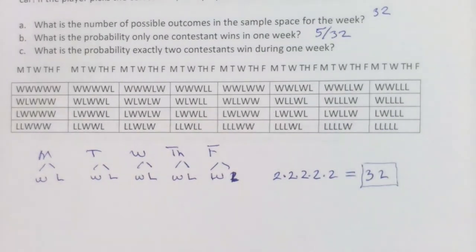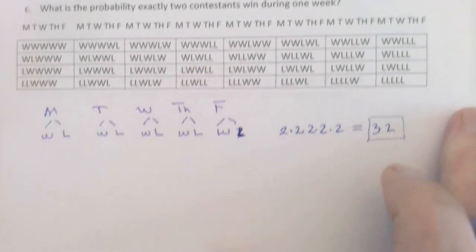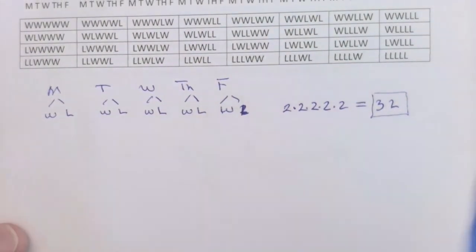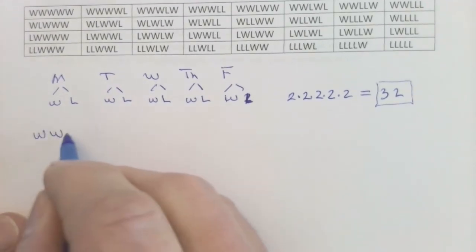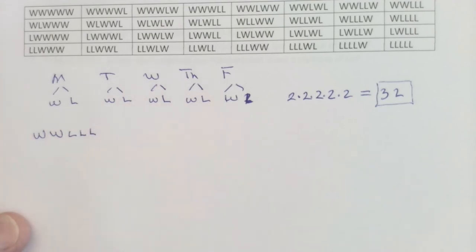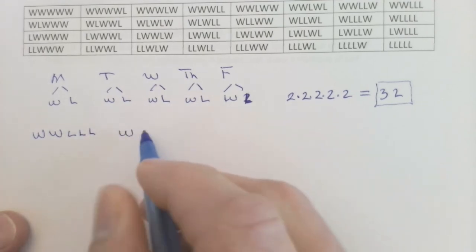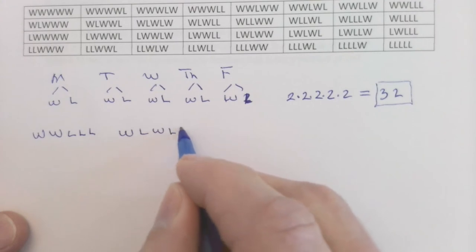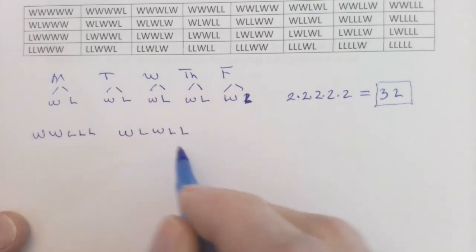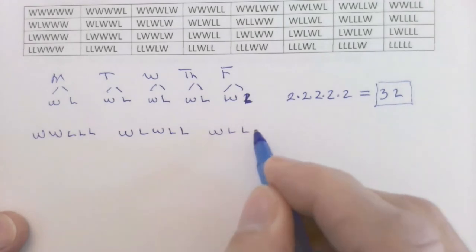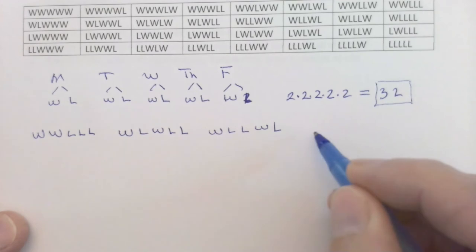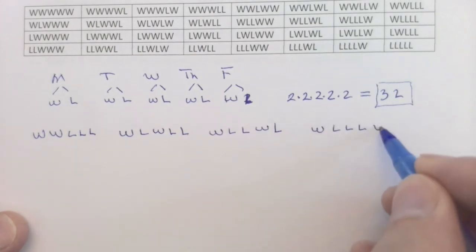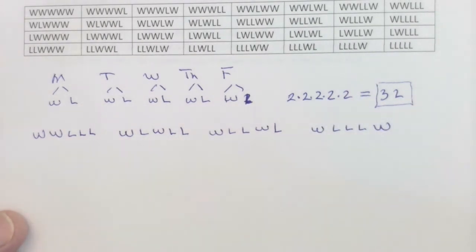But all the ones I just mentioned had a win on Monday, and you can move that around. So quite literally, I'm going to show you all the different ways we can have two winners. They could happen back to back at the beginning of the week: win, win, loss, loss, loss. Or we could have a win, a loss, a win, and a loss, and a loss. Monday, Tuesday, Wednesday, Thursday, Friday. A win, and a loss, and a loss, and a win, and a loss. Or a win, a loss, a loss, a loss, and a win on Friday. What do all four of these have in common? They have a win on Monday.